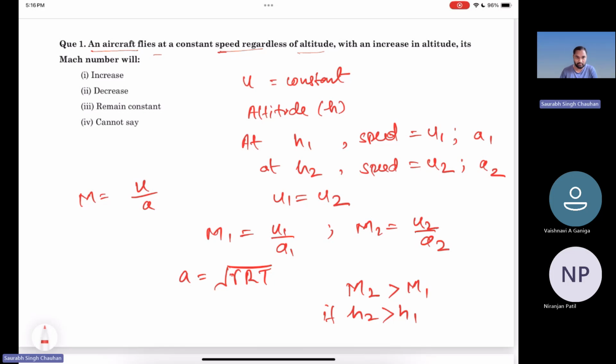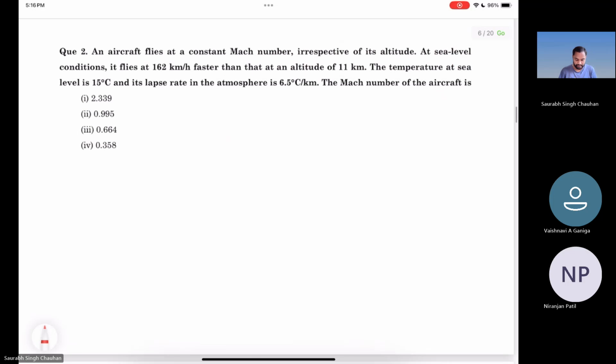I think there should be no doubt in this question. So if there is no doubt, then we can move to question number 2.